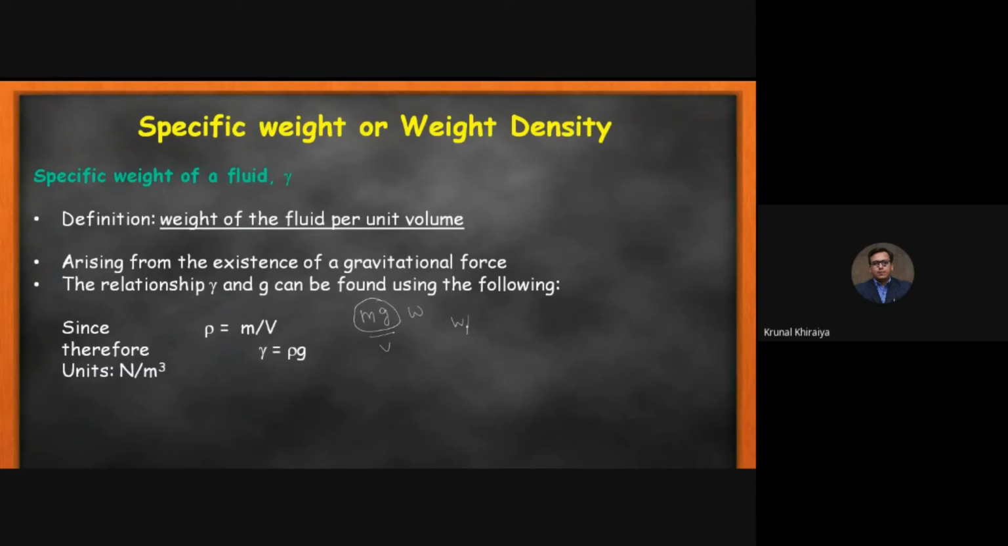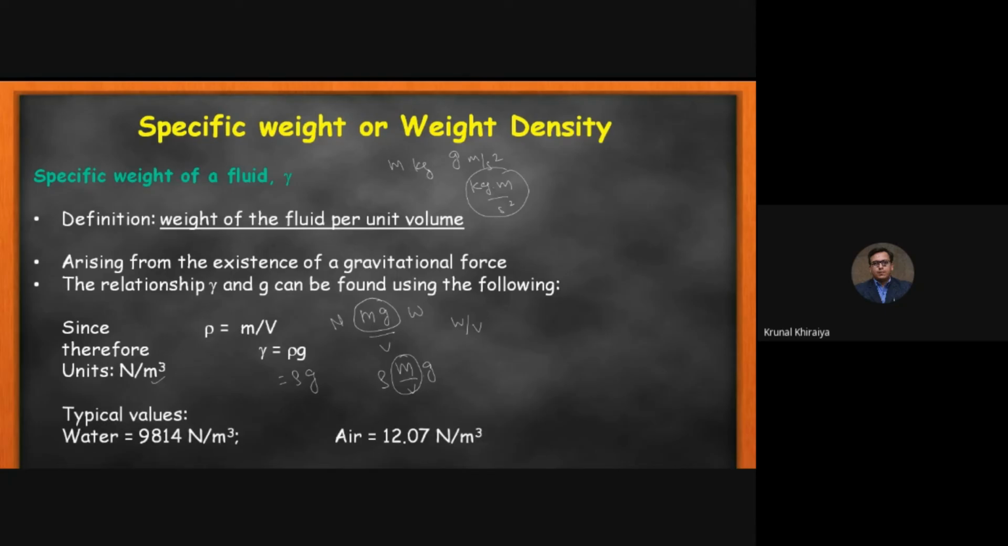So we can write it as W by V also, and W equals mg, so m by V into g. So m by V is your rho. So finally we get the equation, rho into g. And for the unit, we know that mass is multiplied with acceleration, so the unit of g is meter per second square, and the unit of mass is kg. So finally our unit becomes kg meter per second square, which is nothing but a newton. The volume has units of meter cube. So we get newton per meter cube.